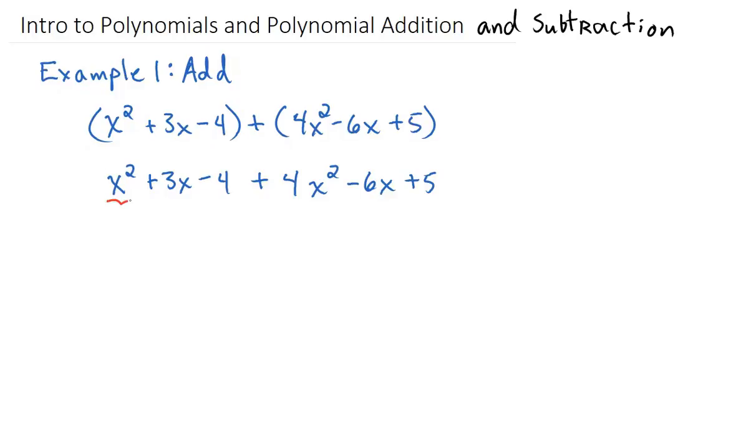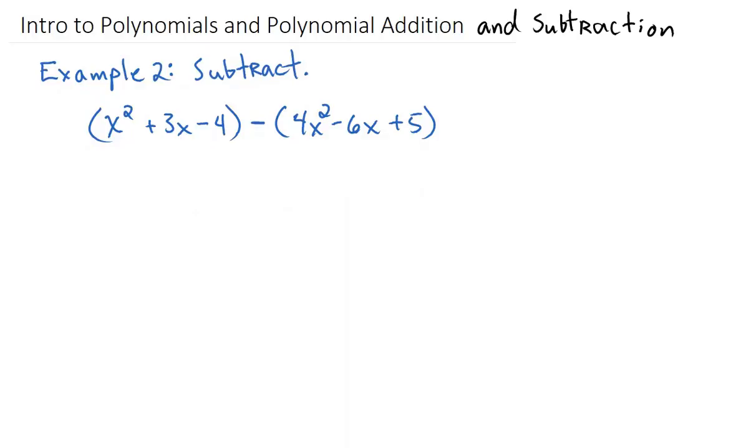So we'll add the x squareds together. That'll give me a 5x squared. And then I'll add my x's together. That's going to give me a negative 3x. And then I'll combine the constants. And that's going to give me a plus 1. And that's it. We're just combining like terms, but we're calling it adding polynomials. Now let's look at a subtraction problem so we can see what we need to do with that. It is a little bit more complicated, but not much.